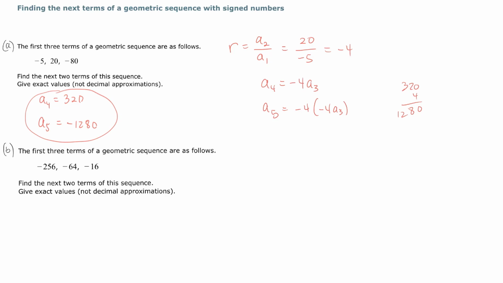In a similar fashion here, we want to find a common ratio for part B. So a sub 2 over a sub 1, negative 64 over negative 256. Notice it's got to be the same as what? Negative 16 over negative 64, which in this case is 1/4. So the common ratio is 1/4.